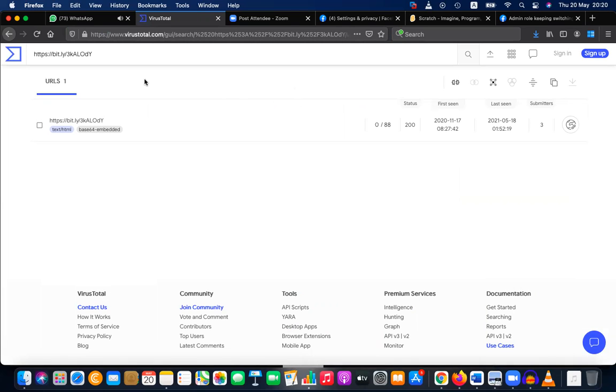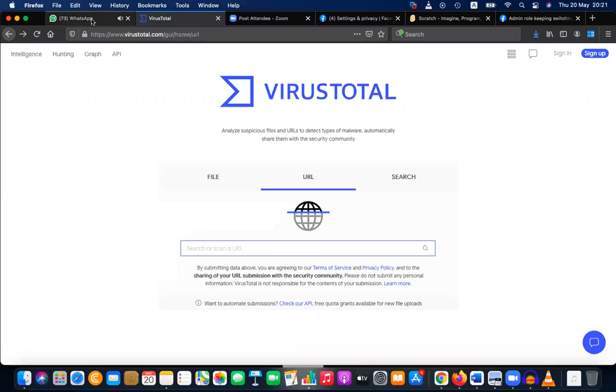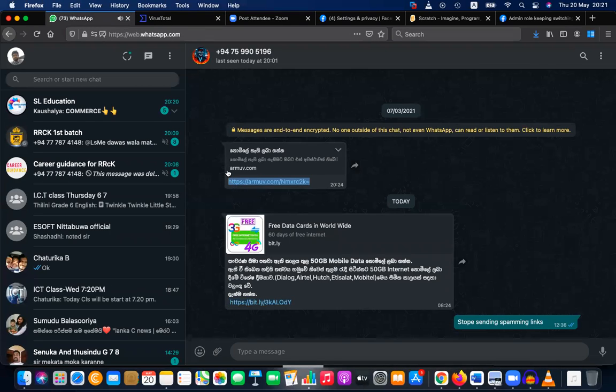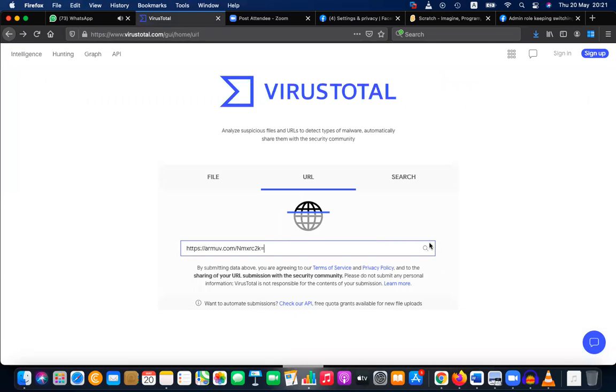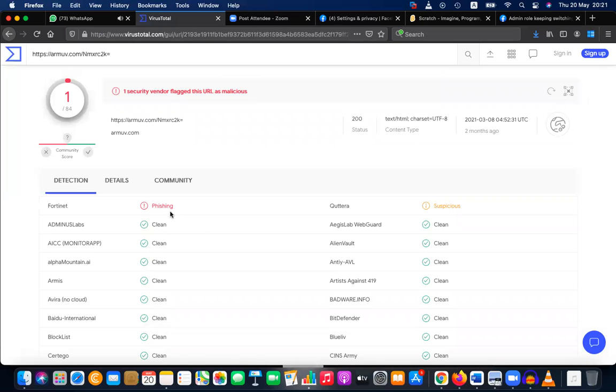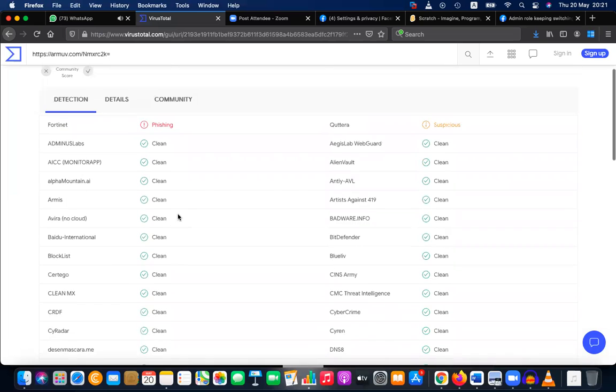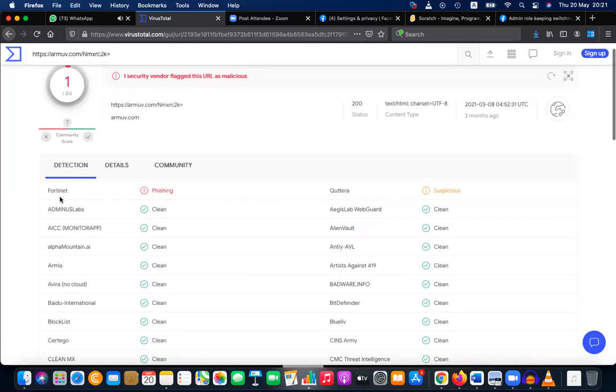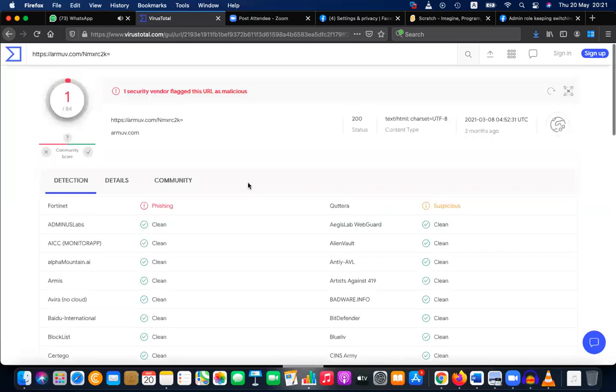Then it's scanning and giving some results. Someone has submitted this for the scan. And let's put this one also. Okay, you can see it says phishing link, a security warning about this, a phishing link. Most of the sites are telling it's clean, but Fortinet is telling that it is a suspicious one. Likewise, you can just check it.